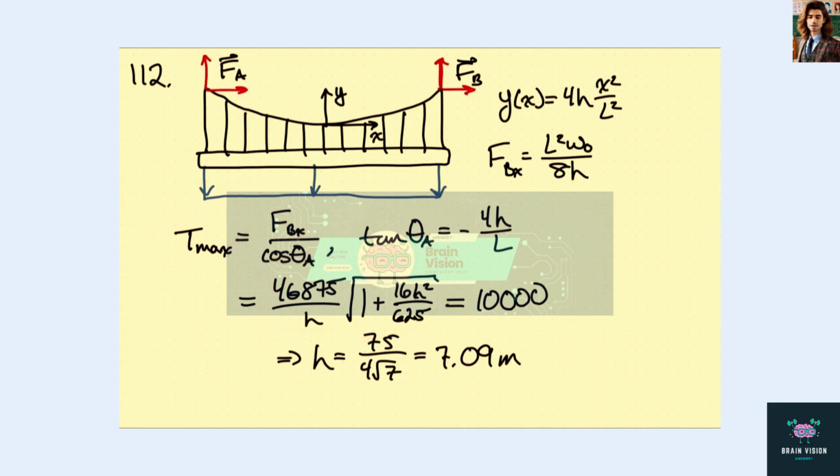And we're told that the cable will break if the tension reaches 10 kilonewtons. So we need to make sure that this is no more than 10 kilonewtons. And the height, the h, that will give us that is 75 all over 4 square root of 7, or 7.09 meters. So we need a height of at least that much.